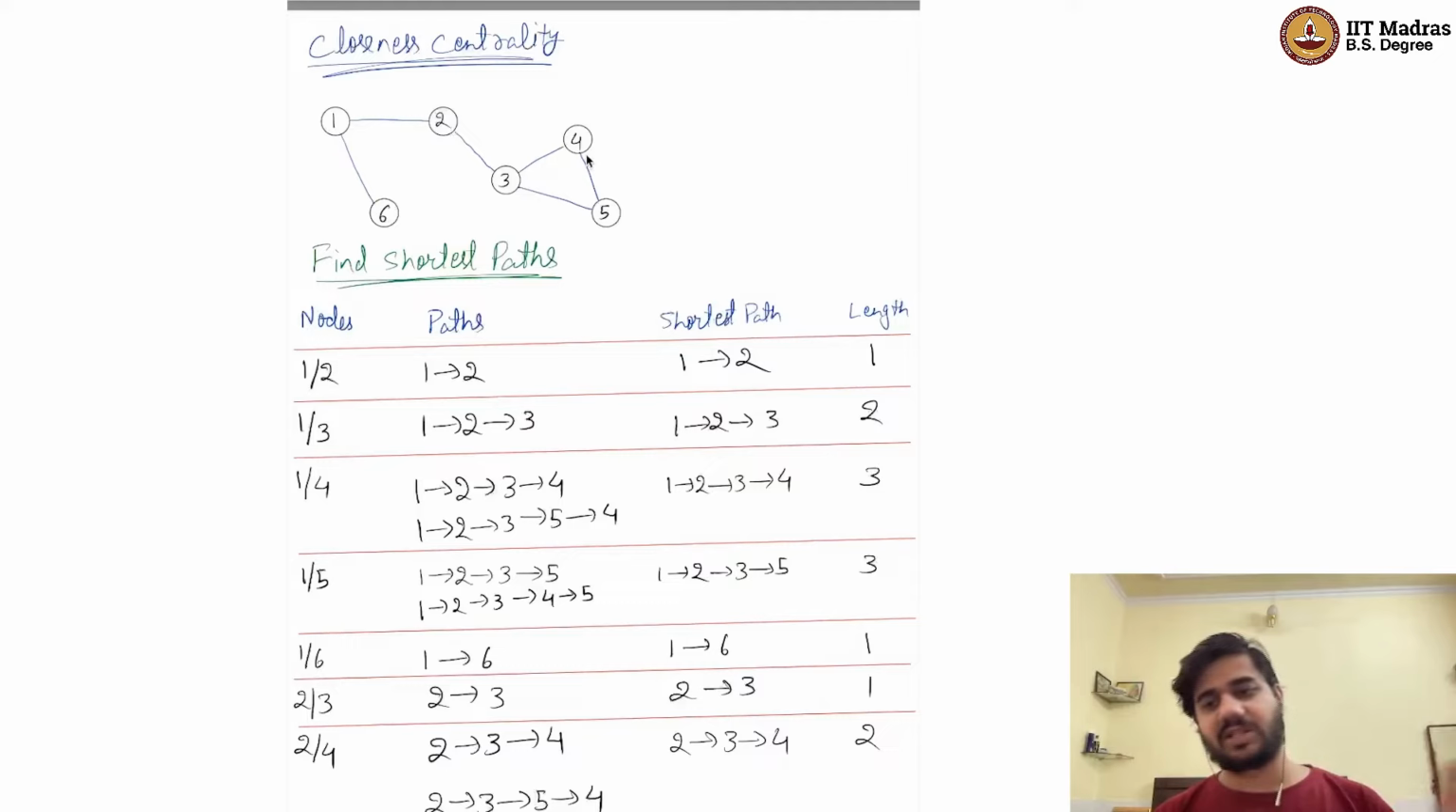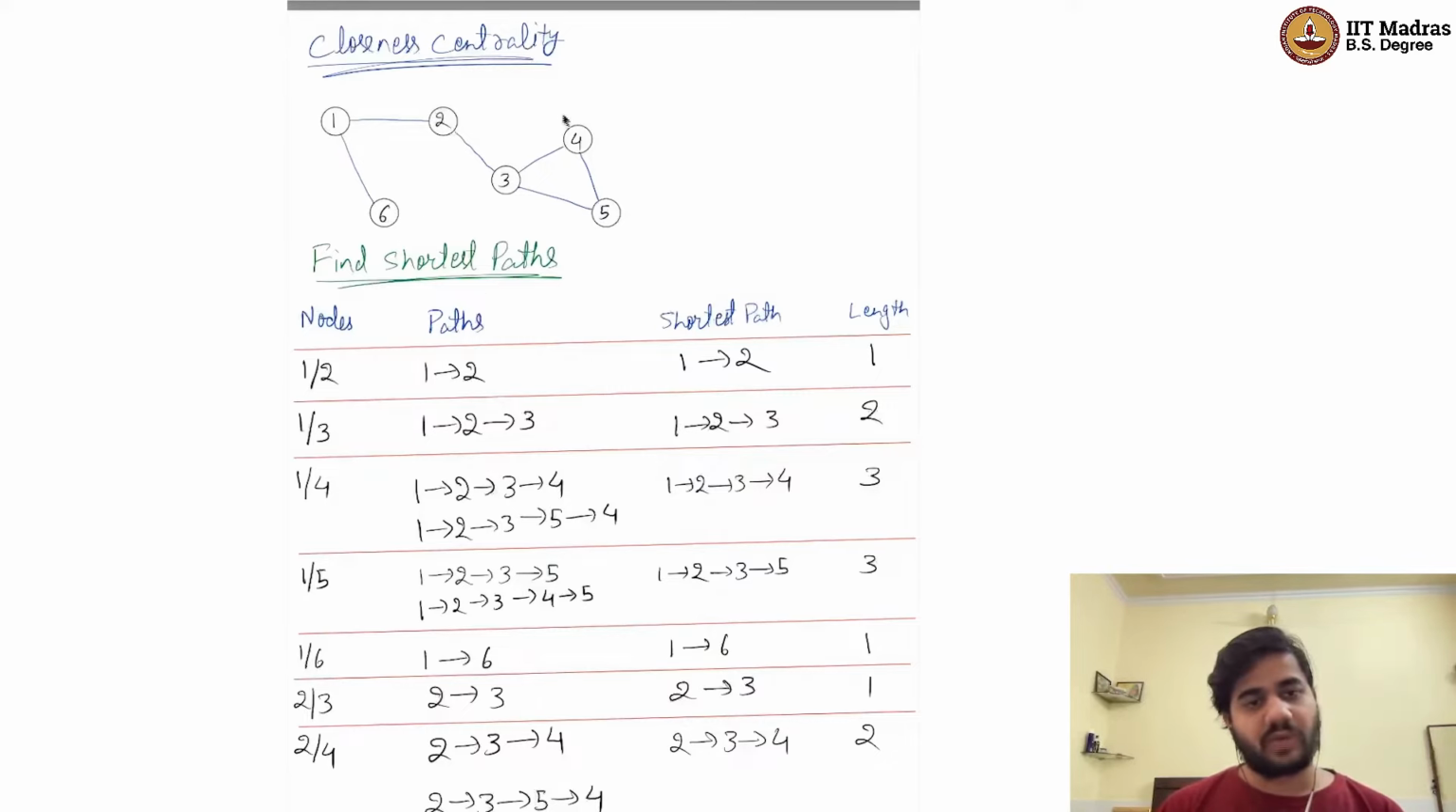But assuming this is an undirected graph, first let's say we try to find the shortest distance between 1 and 2. As you can see, there is only one path, which is directly from 1 to 2, so the length becomes 1. Then for 1 to 3, there is again only one path. You can go 1 to 2 and then 2 to 3. So the length becomes 2.